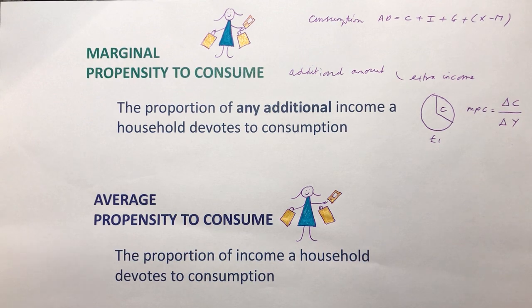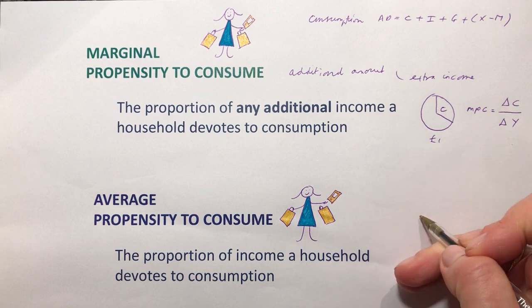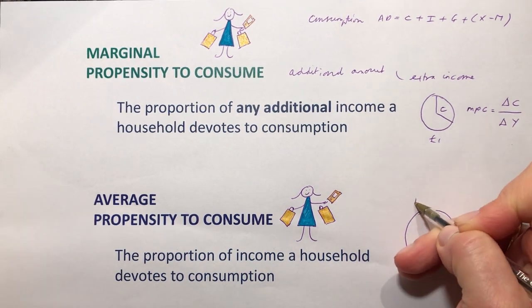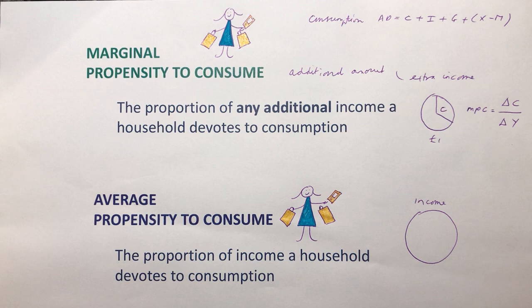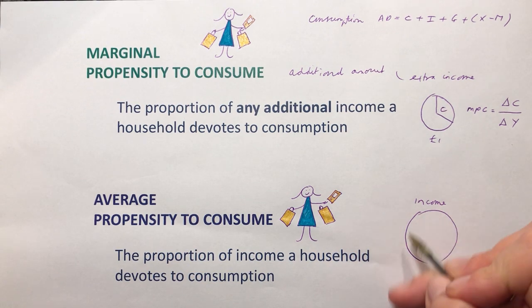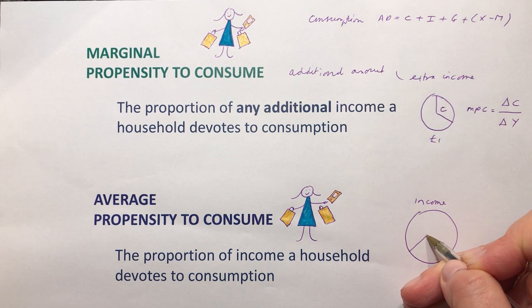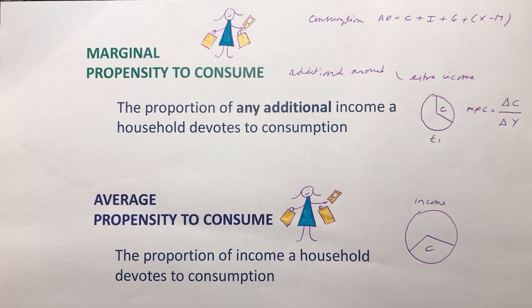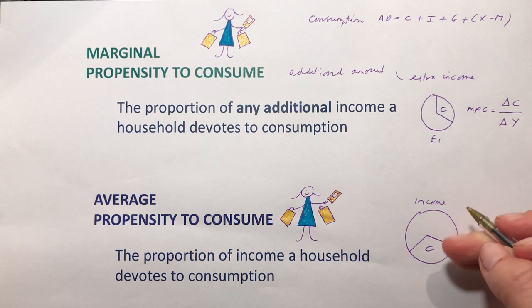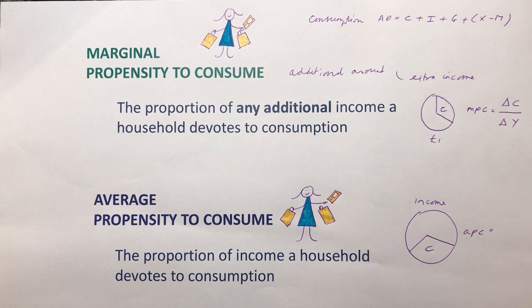The average propensity to consume is again about consumption, but this is much more simple. This is just looking at the whole of a household's income, and it's asking what proportion of all of your income do you use for consumption. So maybe this much is used for consumption. So this is the proportion of income a household devotes to consumption. So this is much simpler. This is the average propensity to consume, and this is the consumption out of all of your income.